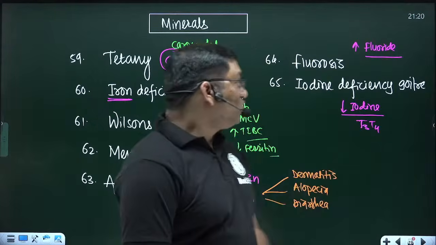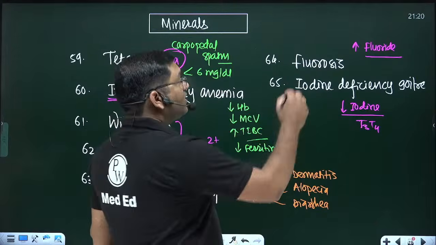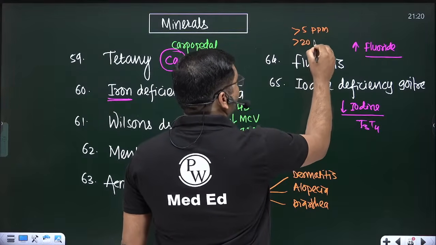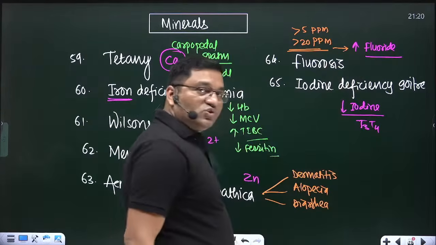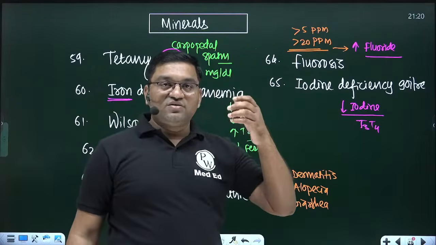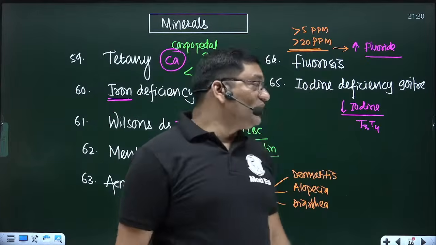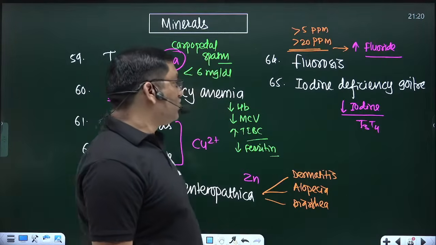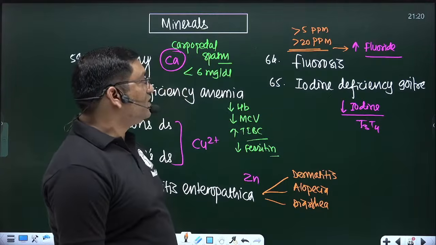Fluorosis: fluoride excess. When fluoride is more than 5 ppm it affects the teeth, and when it is more than 20 ppm, it causes skeletal fluorosis. So excess fluoride in the bone causes bone deformity. The teeth are affected, mottling of enamel is there, and genu valgum and varum deformity is there in fluorosis. An entire village is affected by fluorosis, not a single person, because of the high content of fluoride in the drinking water.